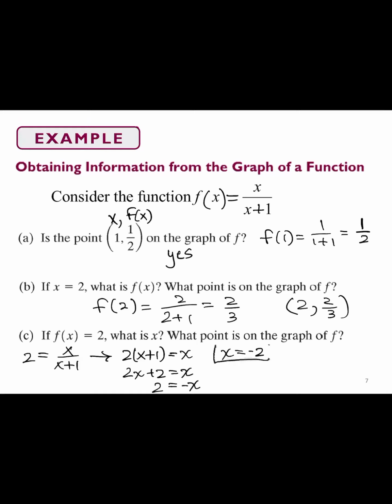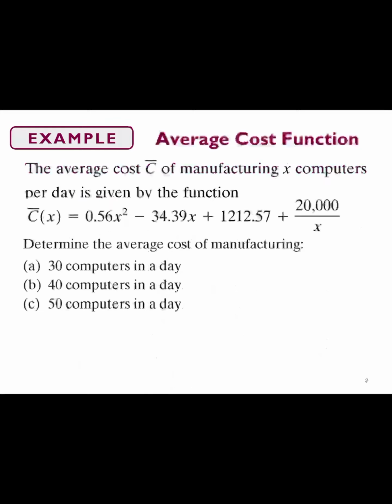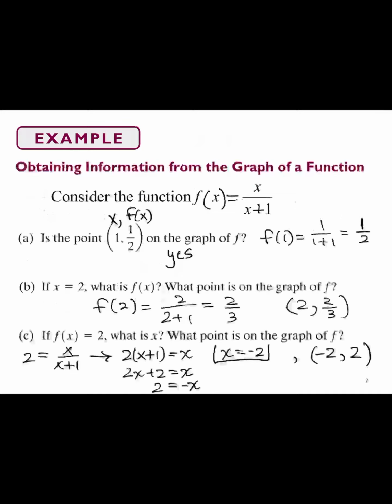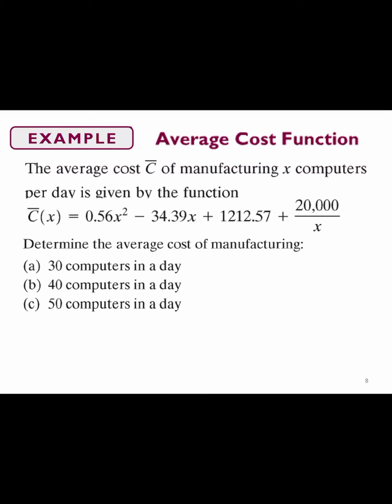All right, so that is the answer for the first part of that. And then to find the point: the x value is negative 2, and the output that was given is positive 2. Shebang. All right, look over that, and let's move on to the next.